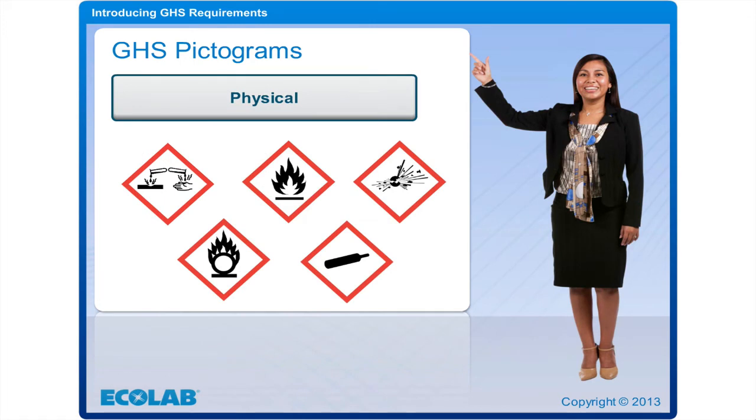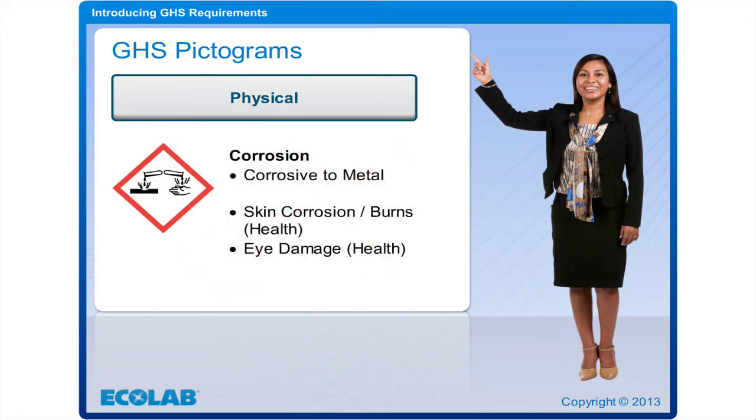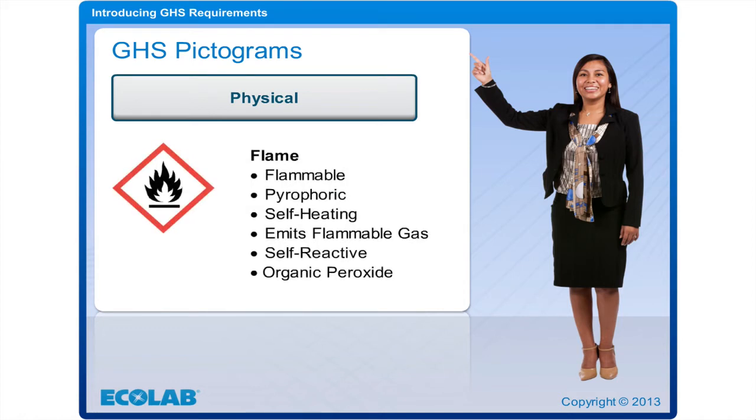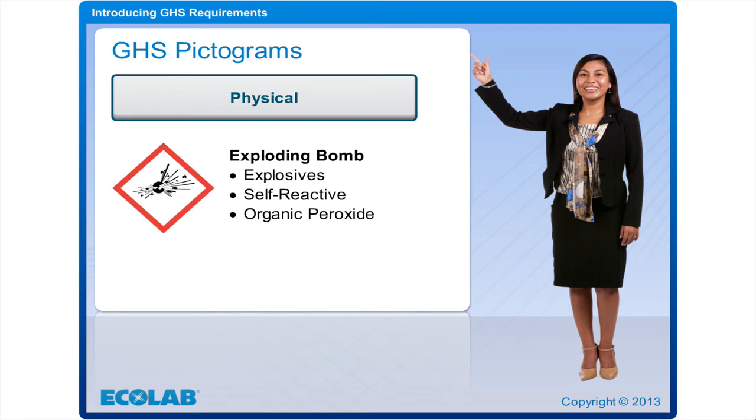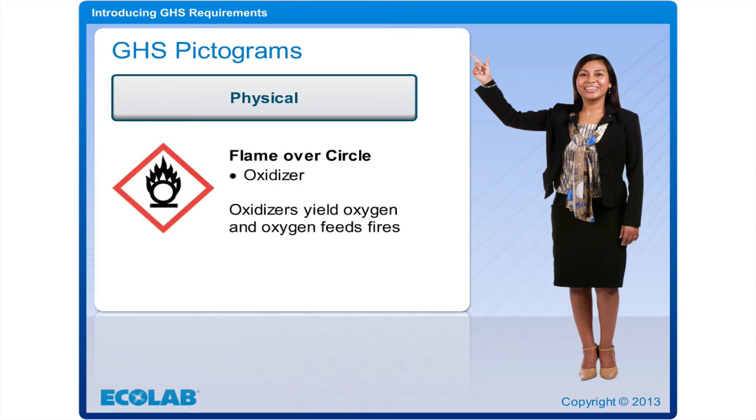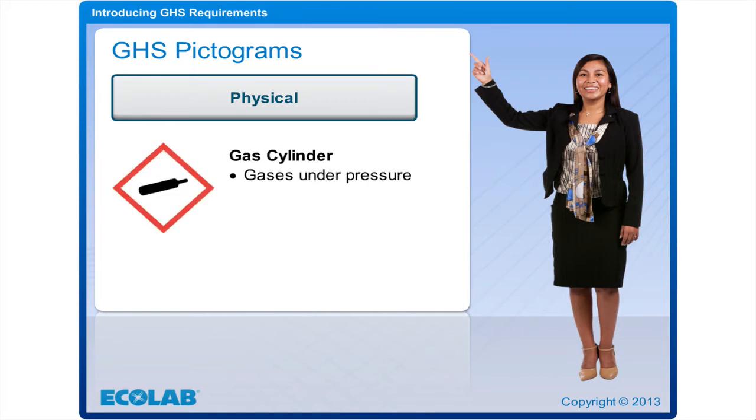These pictograms represent physical hazards. As we discussed earlier, the corrosion pictogram also represents a physical hazard in that it is corrosive to metal. The flame pictogram is used to represent these physical hazards: flammable, pyrophoric, self-heating, emits flammable gas, self-reactive, and organic peroxide. The exploding bomb is used for these health hazards. The flame over a circle pictogram represents an oxidizer. Remember that oxidizers yield oxygen that feeds fires. That is why this pictogram shows the flame behind the O. Our last physical hazard pictogram is the gas cylinder and used for gases under pressure.